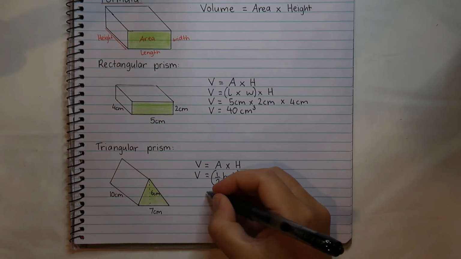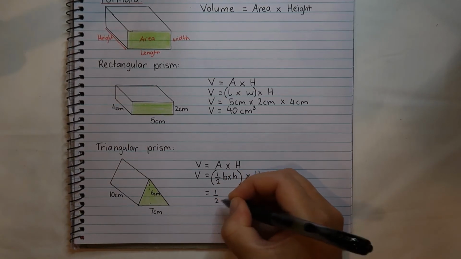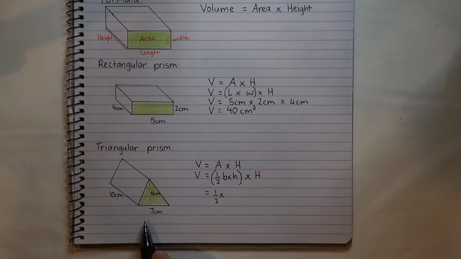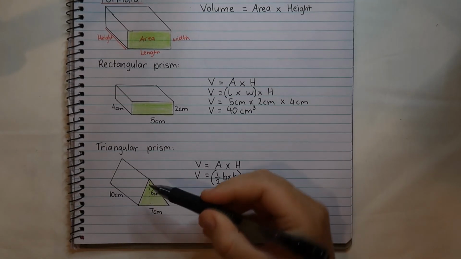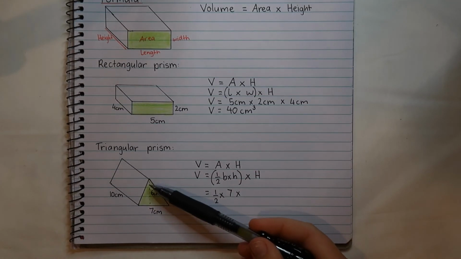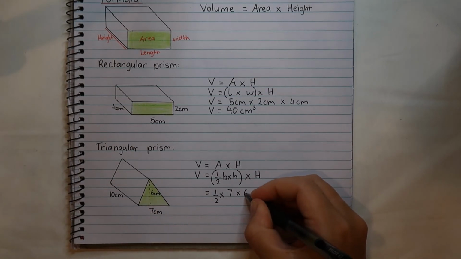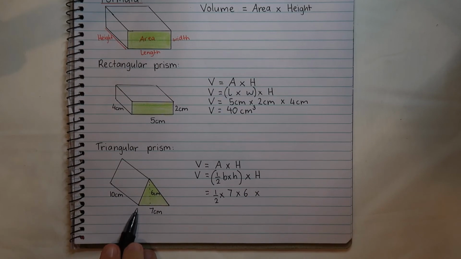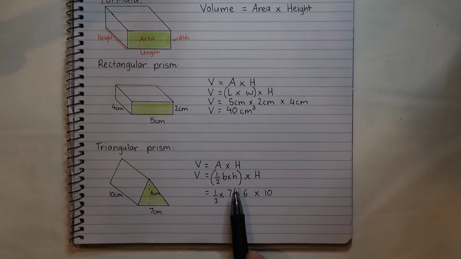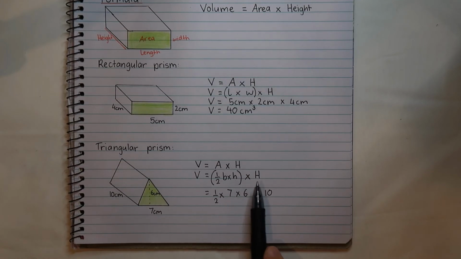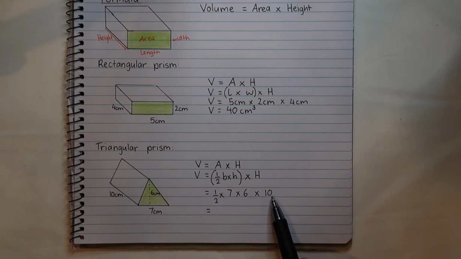So now let's plug in our numbers. So we have 1/2 times our base, which is 7, times our height of our triangle, which is 6, times the height of our prism, which is 10. So do you see why it's very important to use lowercase and uppercase so you know the difference? Okay, so now we have 1/2 times 7 times 6 times 10.